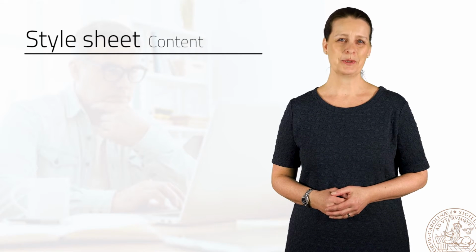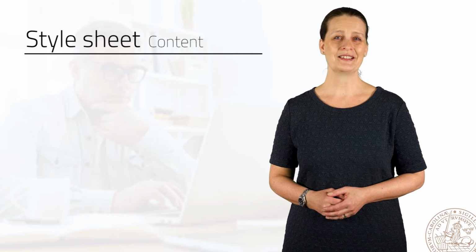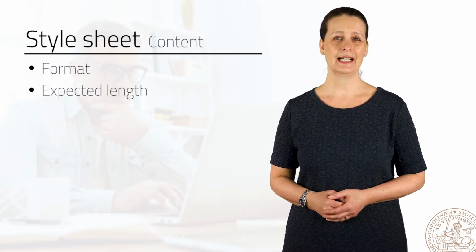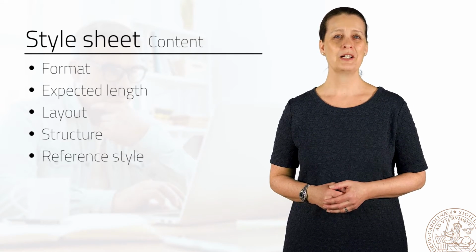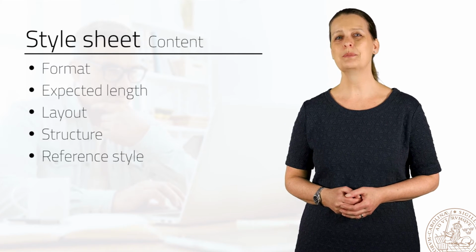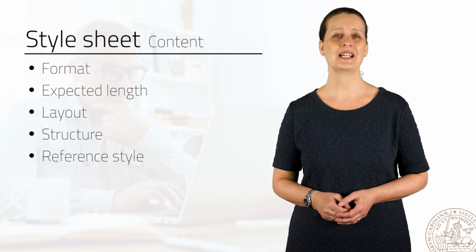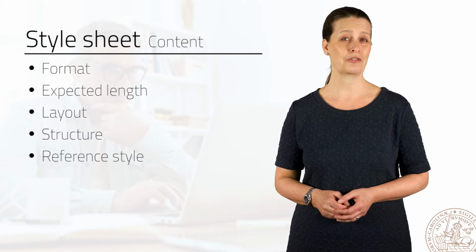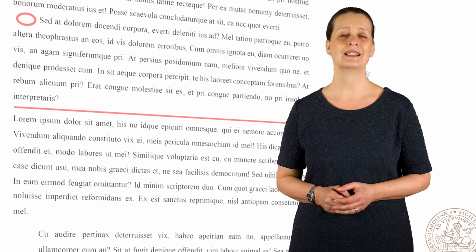So what information can you expect to find in an essay style sheet? Well, first of all, it will usually say something about format, expected length of your text, layout, structure, and reference style. Much of this information is essential already before you start writing, as you can save time by planning and designing your text according to the required format from the start. In other words, it's a good idea to set your document to the expected type font and font size, and to check if you need to indent your paragraphs or if you should leave a blank line in between them.